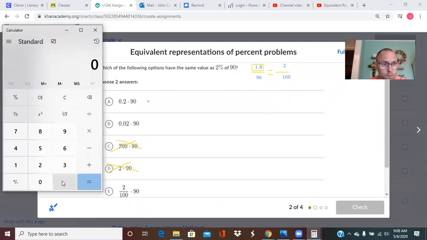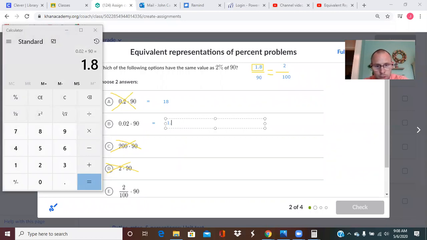Clear it. 2/10 times 90 equals 18. So is that going to be it? What do you think? Nope, that's not equal to 1.8. So it's not that one. I'm going to cross it off. And there's only 2 left, so it has to be these 2. Well, I'm just going to work one of them out anyway. Equals, and then I'm going to do 0.02 times 90, and you get 1.8. That's what I was hoping it would be.